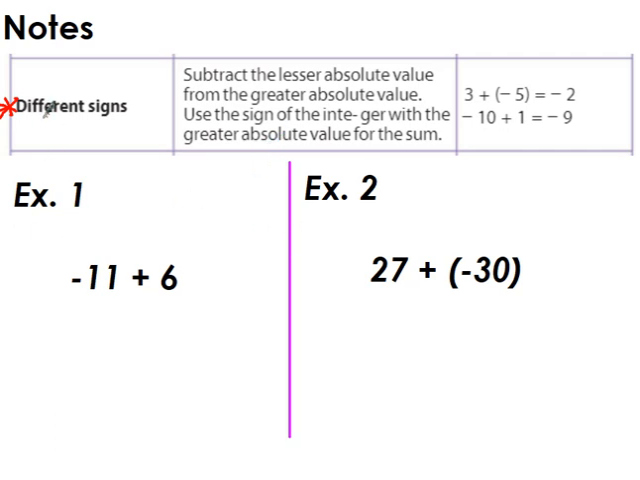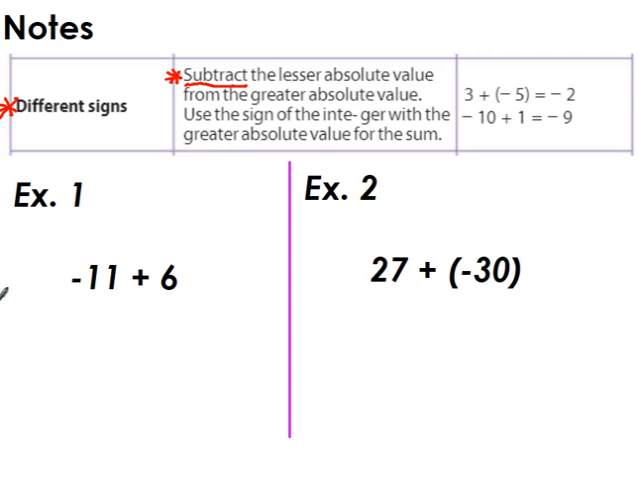So when we're adding numbers with different signs, we're really doing subtraction. We then keep the sign of the greater absolute value. So we keep the sign of the number that has the greatest absolute value. So here's what I mean by that.